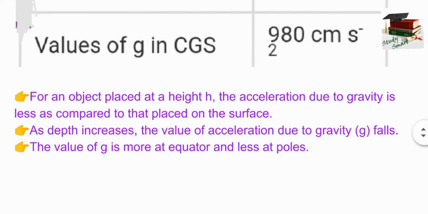Now see its variation. For an object placed at height h, the acceleration due to gravity is less as compared to the place on the surface. Next, as depth increases, the value of acceleration due to gravity g falls. Next, the value of g is more at the equator and less at the pole.